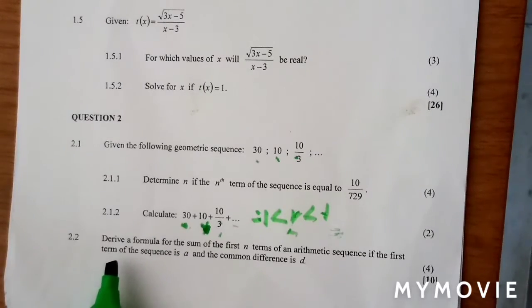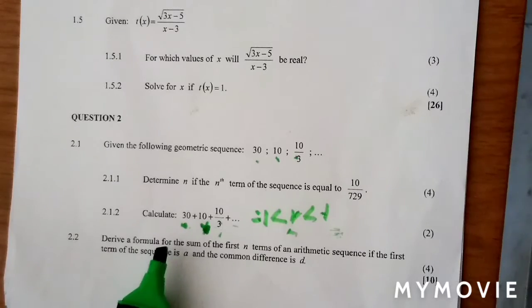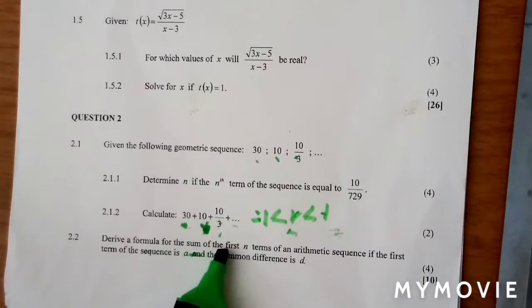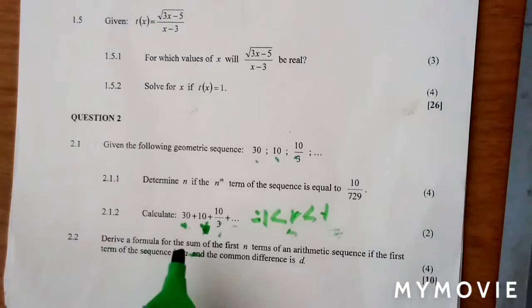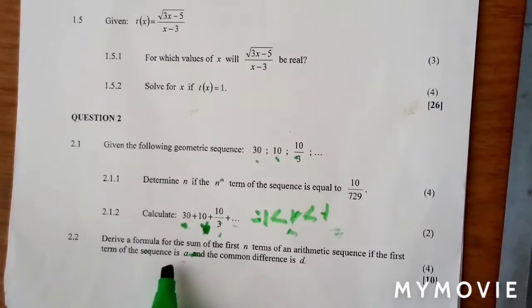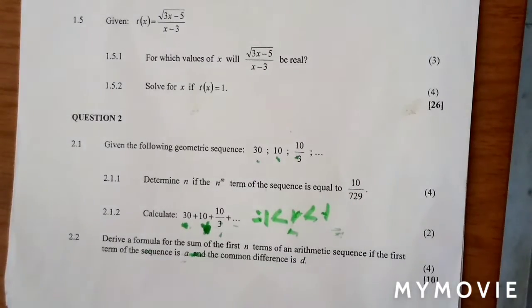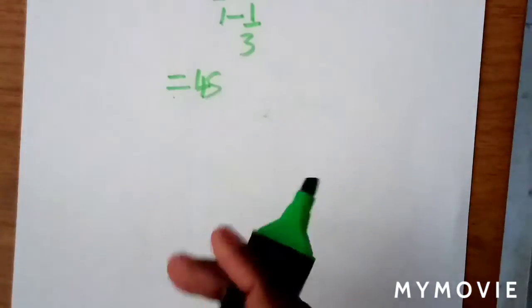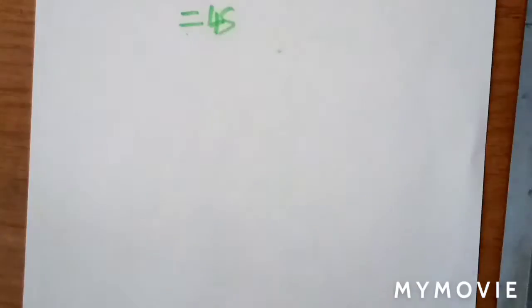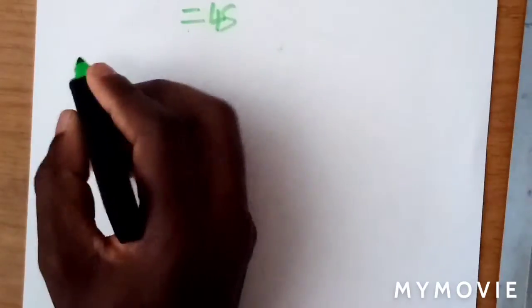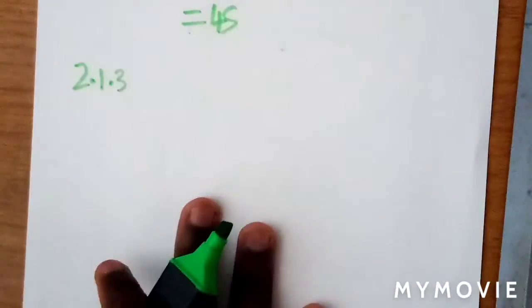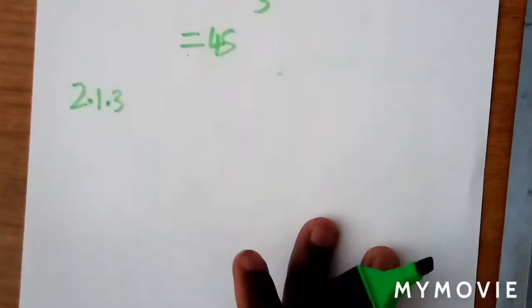Derive the formula for the sum of the first n terms of an arithmetic sequence, if the first term is a and the common difference is d. Okay. When you are given a question like this, what you must do is write two equations.